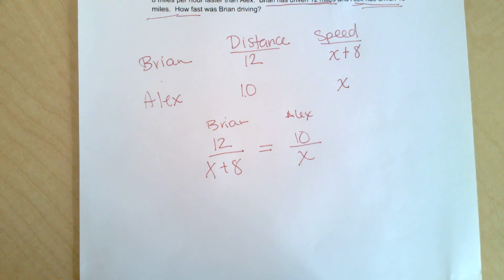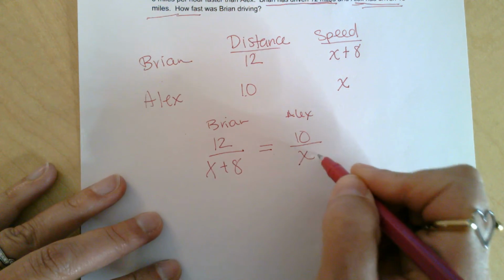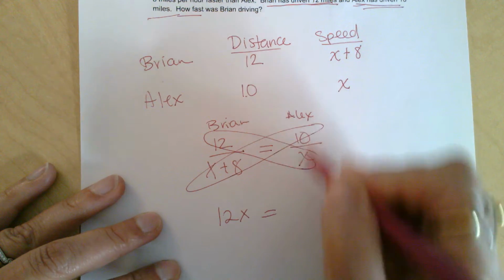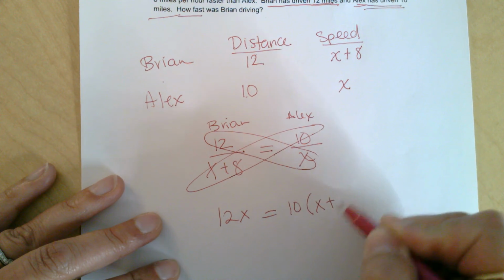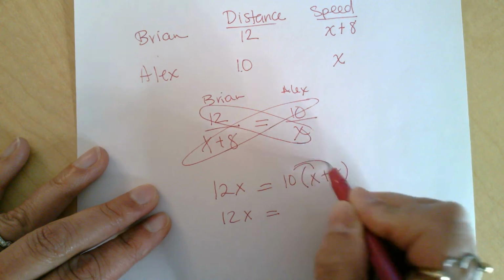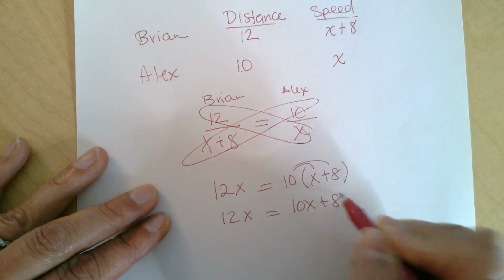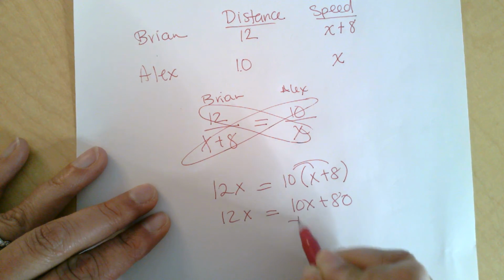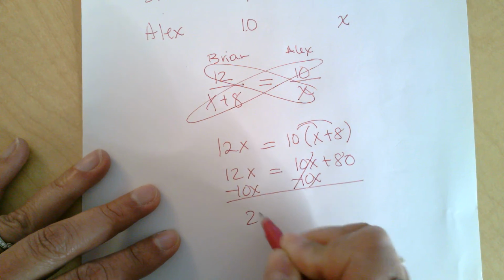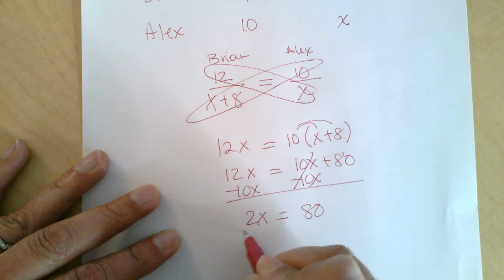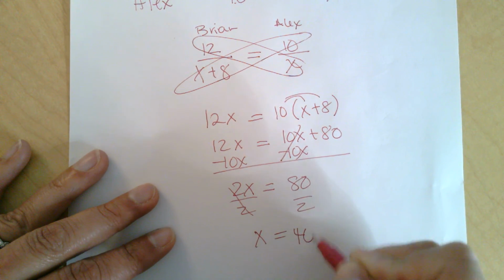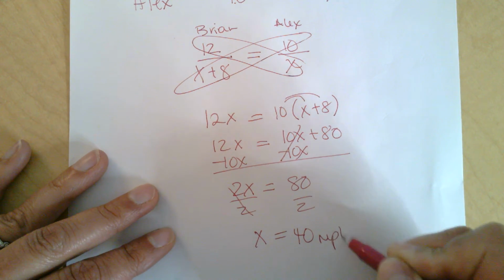And we need to solve this. So when we solve, I'm going to cross multiply. 12x equals 10 times x plus 8. And let's solve. 12x equals, distribute, 10x plus 80. Minus 10x, minus 10x. 2x equals 80. x equals 40 miles per hour.